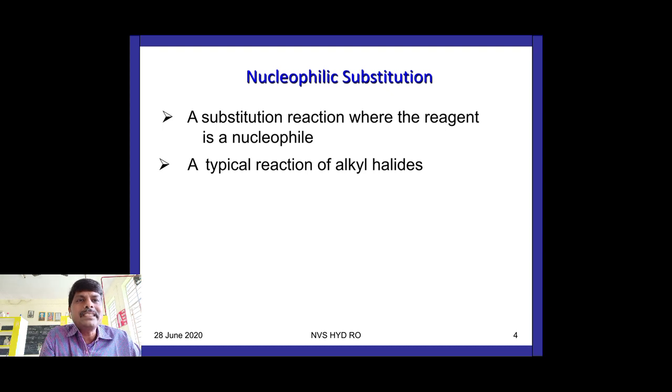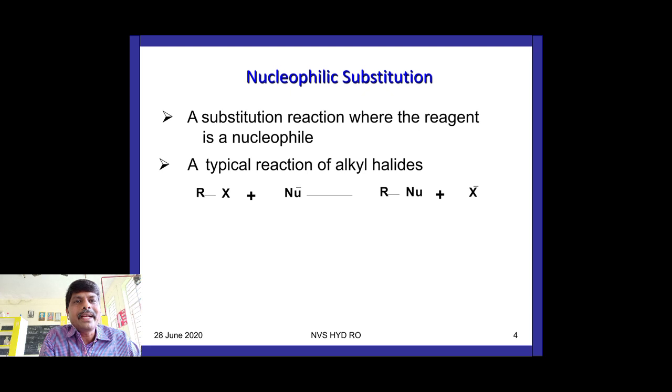If the reagent is an electrophile, then that is called an electrophilic substitution reaction. That was already discussed in class 11 with benzene. Benzene undergoes electrophilic substitution reactions. Haloalkanes undergo nucleophilic substitution reactions. It is a typical reaction of alkyl halides. Alkyl halides mainly undergo nucleophilic substitution reactions.